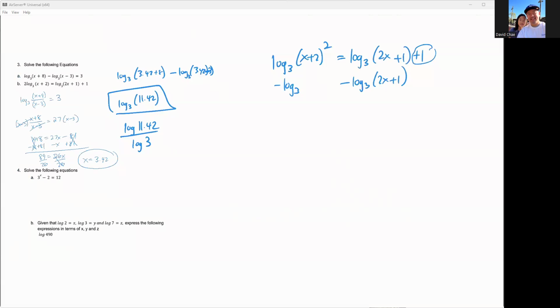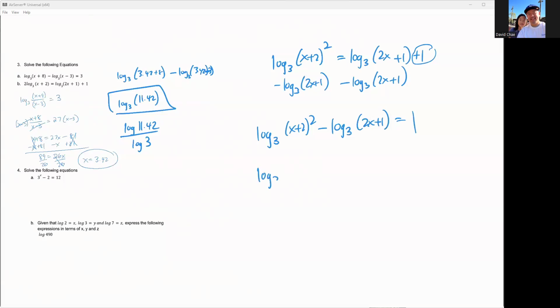I did not because I automatically put it over to the top. You see that? Okay, but thank you. See, I already put the property of that. Thank you for telling me though. All right, and then what? Log base 3 of (x plus 2) to the second power minus log base 3 of (2x plus 1) is equal to 1. You see that? Good.